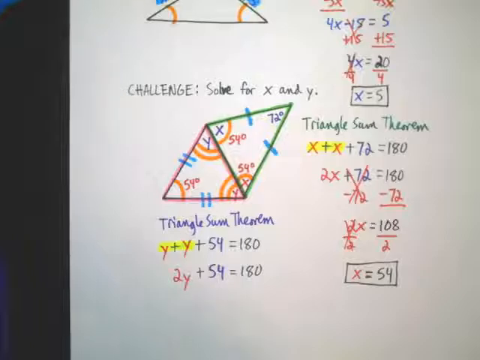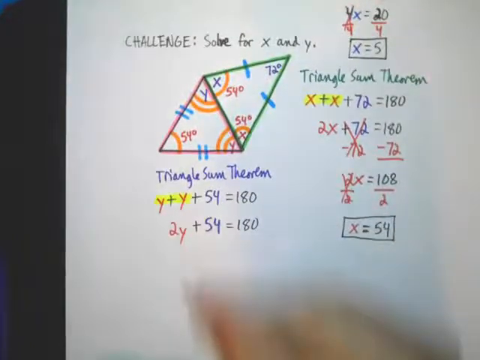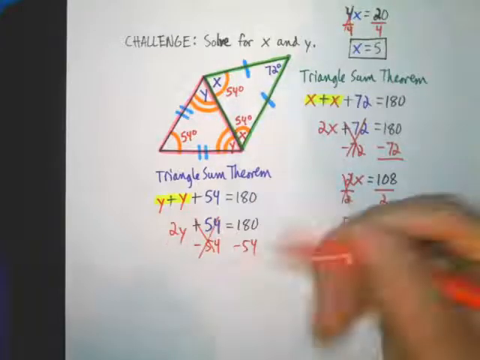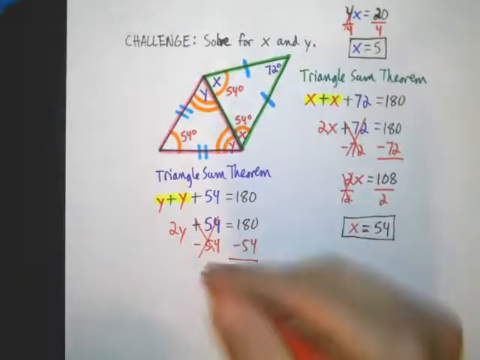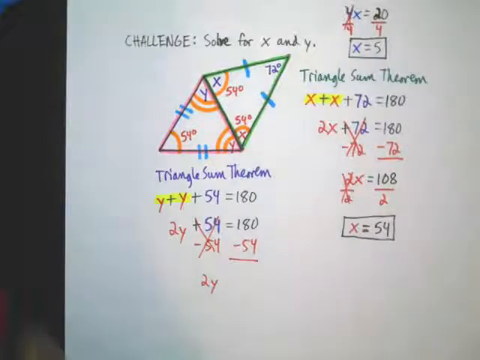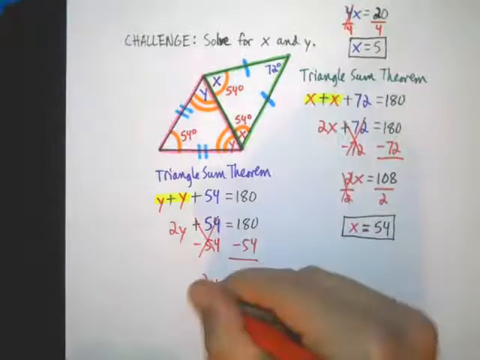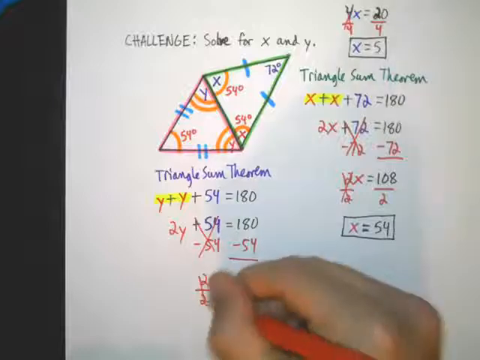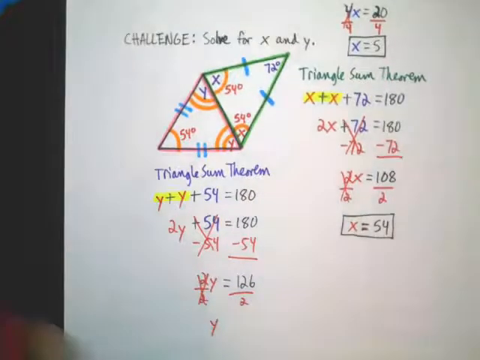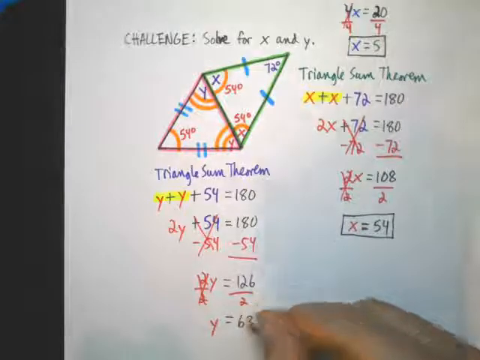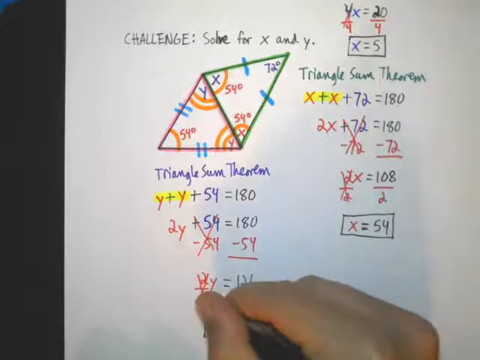I'm going to subtract 54. Takes care of that. So 2y equals 126. And divide by 2 to find that y equals 63.